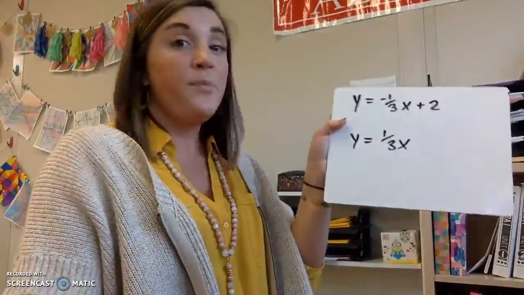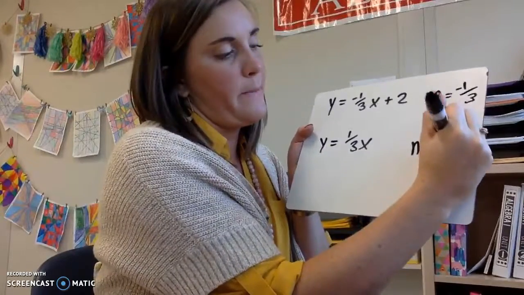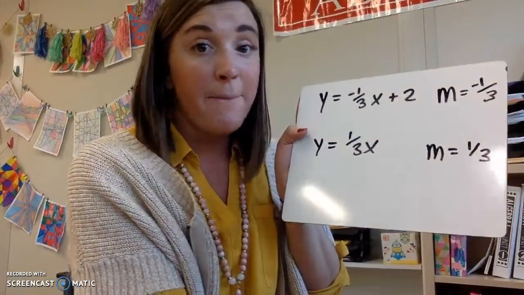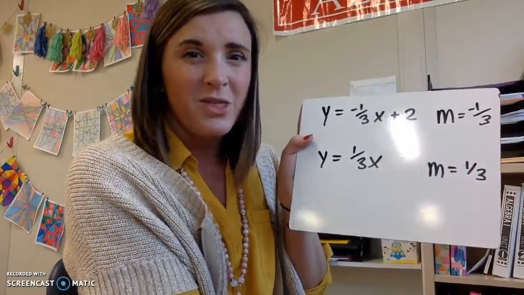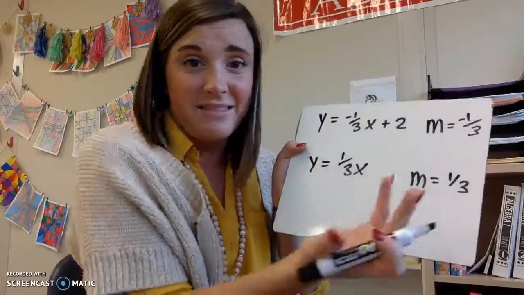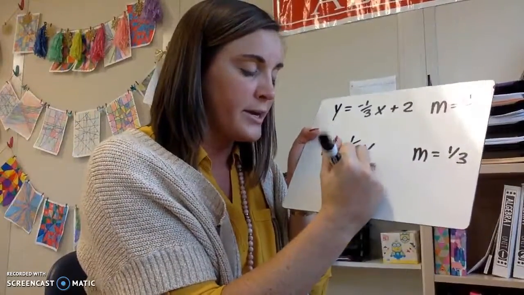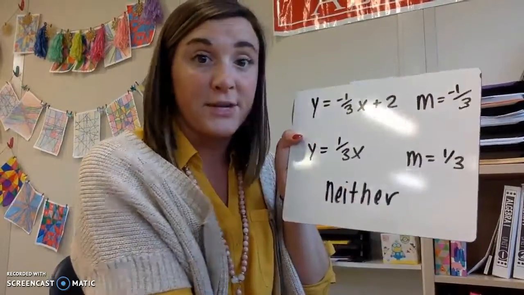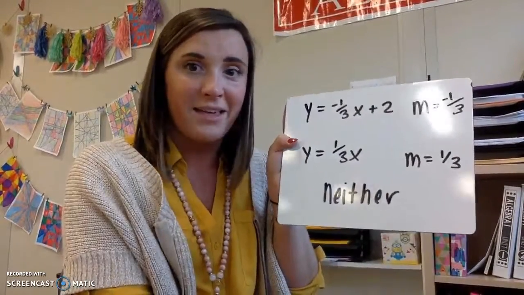All right, number 11, y equals negative 1/3 x plus 2 and y equals 1/3 x. So the first one, m equals negative 1/3. And in the second one, m equals positive 1/3. So they're not parallel because they don't have the same sign. But they're also not reciprocals. 3 over 1, they didn't flip it to get that. I don't see that anywhere. They're both 1 over 3. So this is an example of neither. Not parallel because they have different signs, but they're not perpendicular because it's not a reciprocal. So this would be neither.